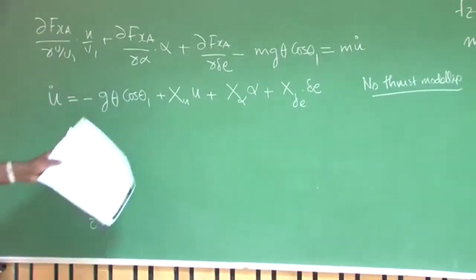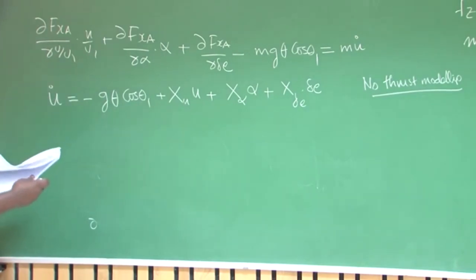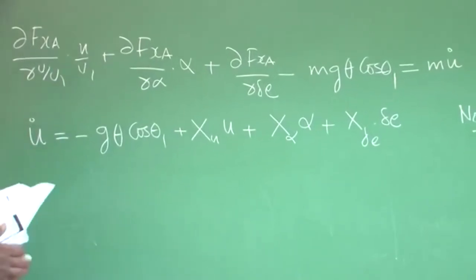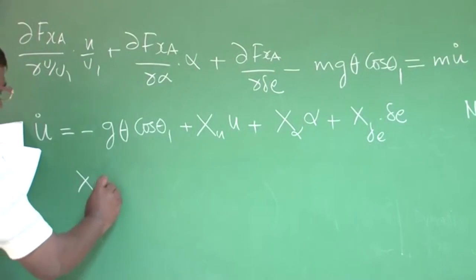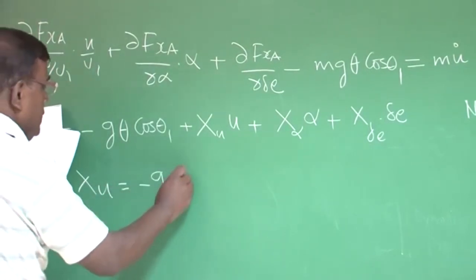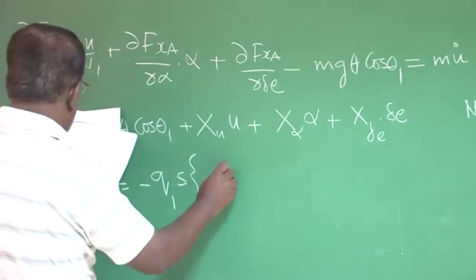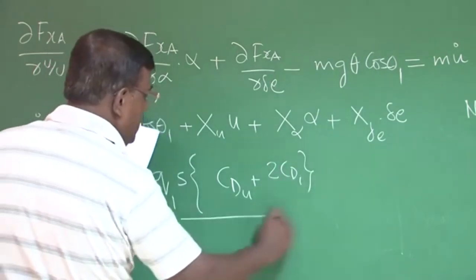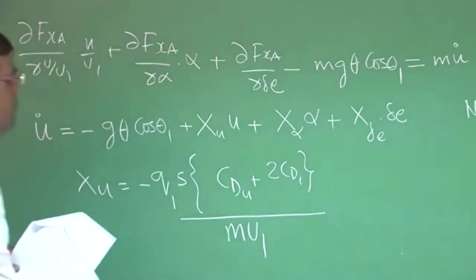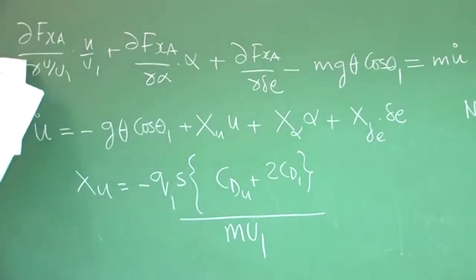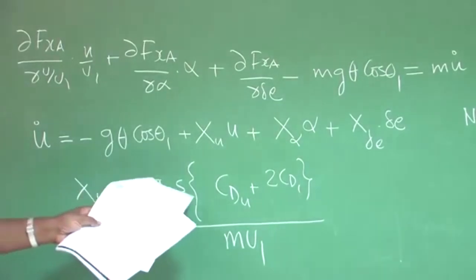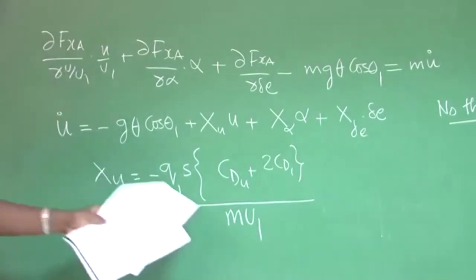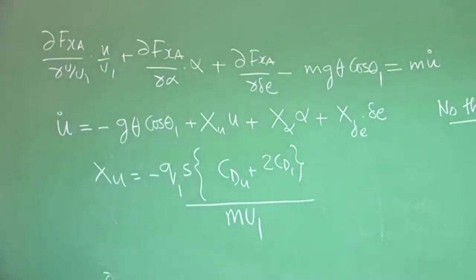which can be easily done the manner which we are doing for drag. Okay. And what will be the expression of X_u? X_u will be, you can yourself do it once you substitute those expressions, and once I write it, you will understand that X_u is nothing but minus Q1 S (C_D_u plus 2 C_D1) divided by m u1. You could see that we substitute for dFxA by du1, this Q minus Q1 is the C_D_u plus 2 C_D1, and then when I write u dot, so naturally u1 is absorbed here. So simply you can find out this.